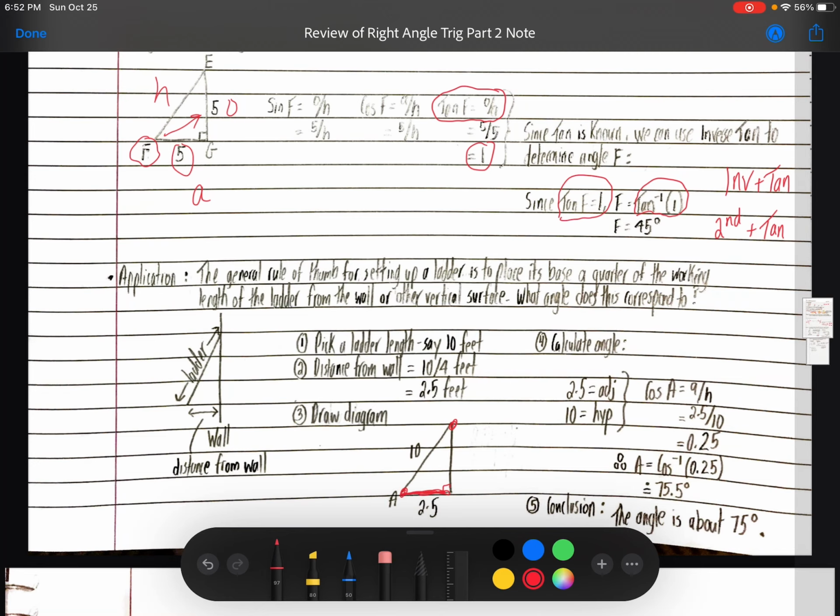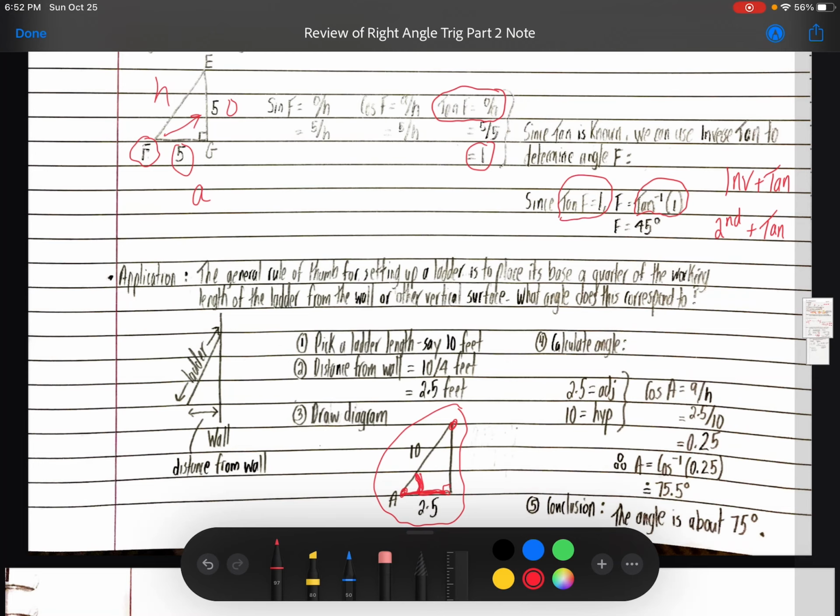Right, so pick a ladder length. I said 10 feet, just as an example. Distance from wall is a quarter of that, which is 2.5 feet. So I drew this little diagram for us here to model the situation. 10-foot ladder, 2.5 along the bottom, and now I want to know what's this angle in here. What's that angle in here?